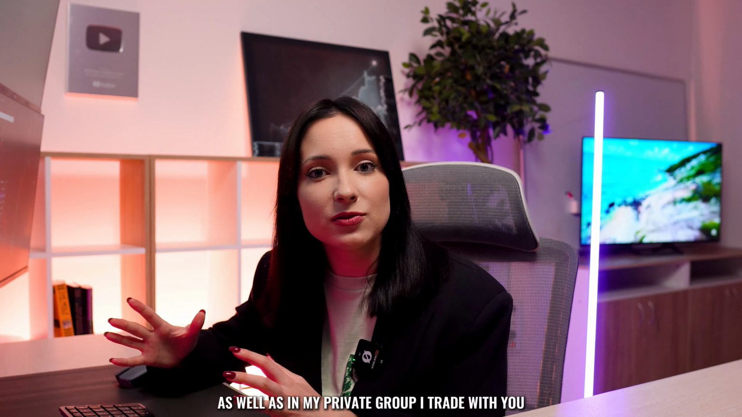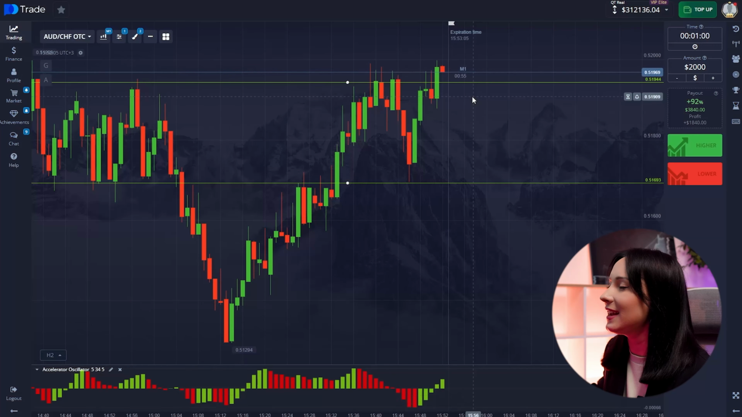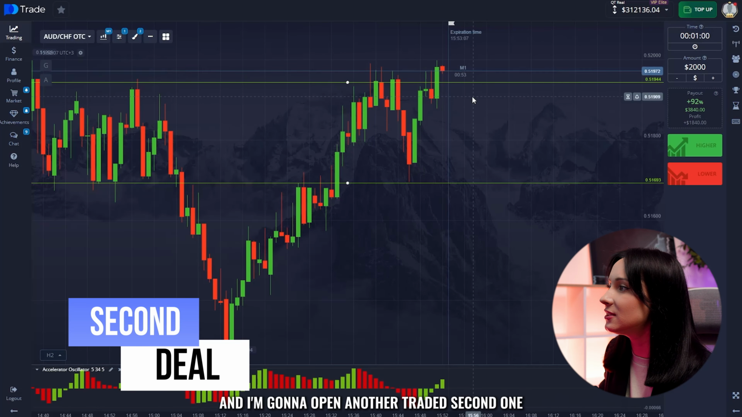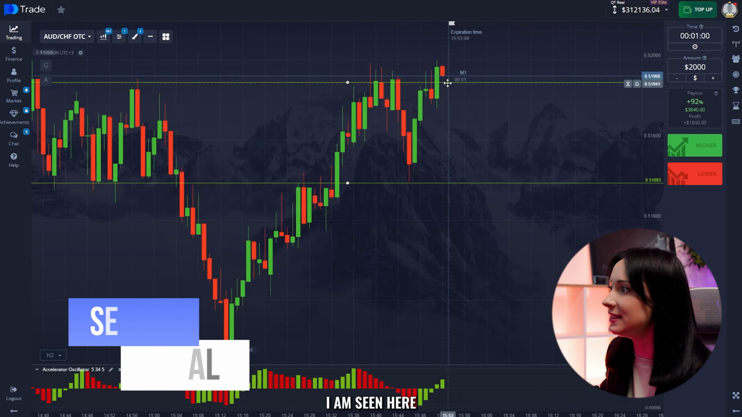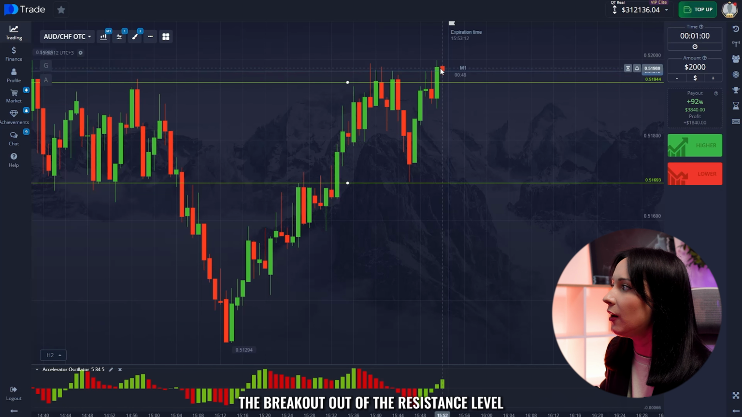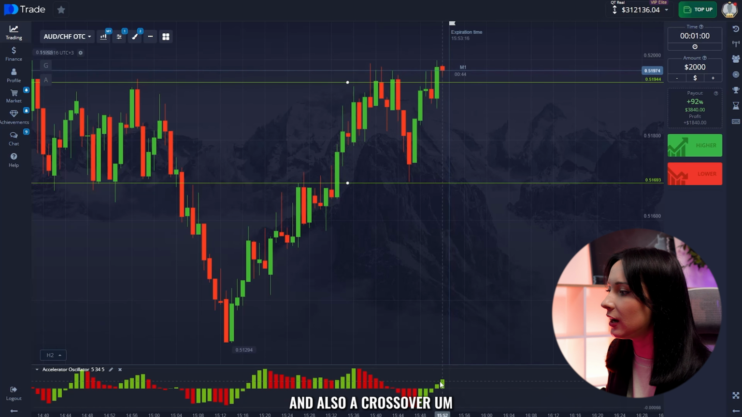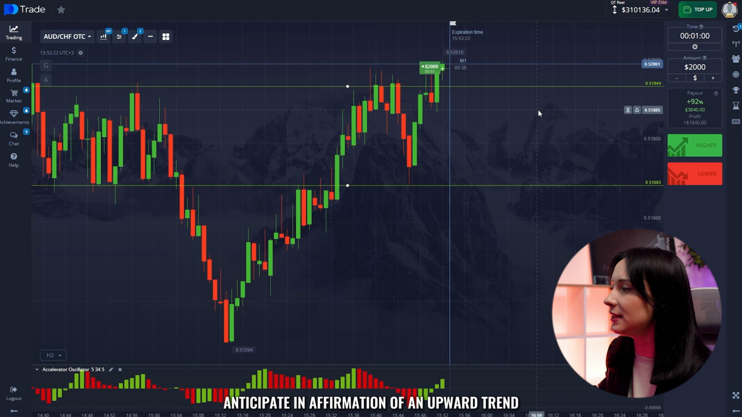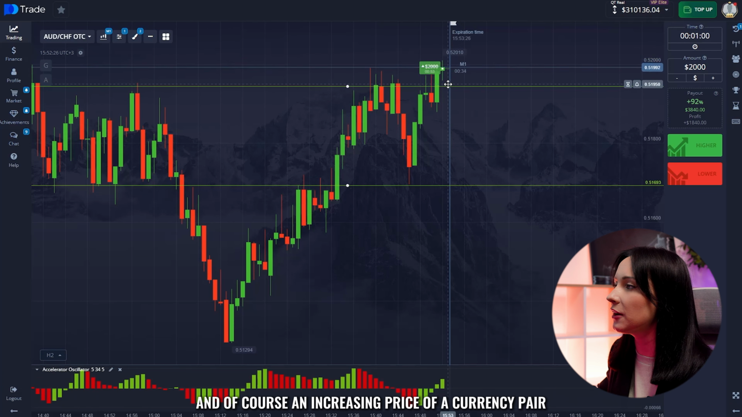Okay, so now let's continue trading. And I'm gonna open another trade, the second one. I'm seeing here the breakout out of the resistance level and also a crossover above the zero line. That means I'm gonna open a buy position, anticipating a formation of an upward trend and of course an increase in price of a currency pair.